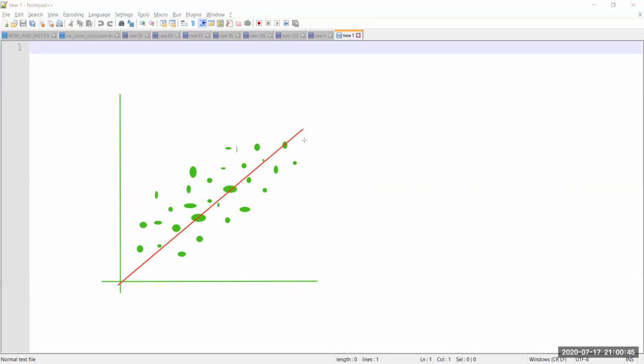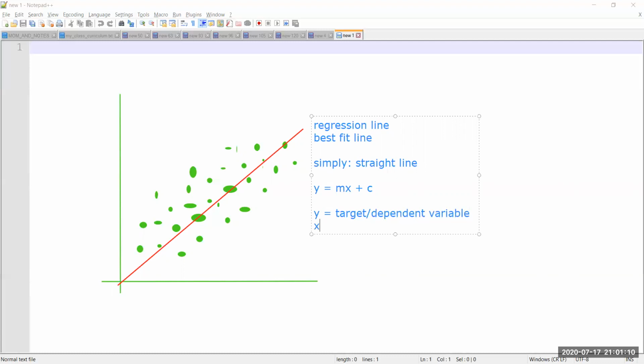Right, I would like to find what is the straight line. Okay, the straight line is known as the regression line or the best fit line. Simply, it is a straight line. And the formula of a straight line is y is equal to mx plus c, where y is the target or dependent variable, x is the predictor or independent variable. Okay, m and c have names as well.